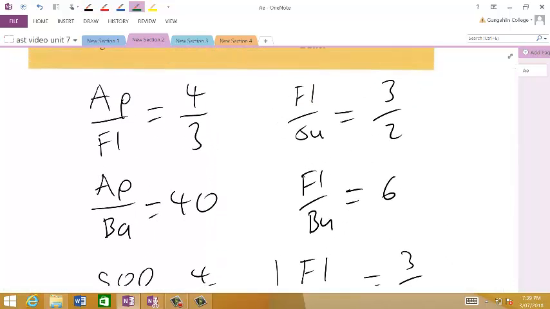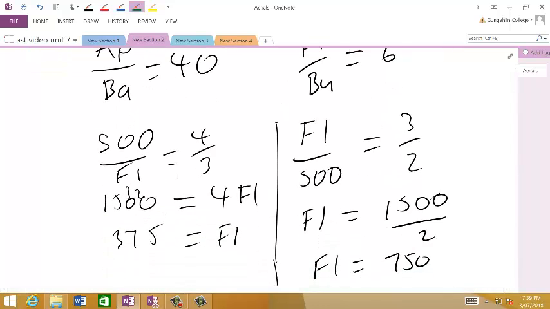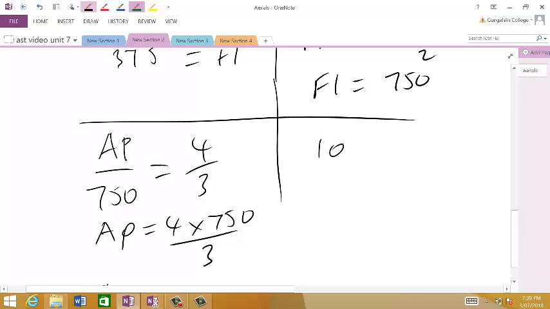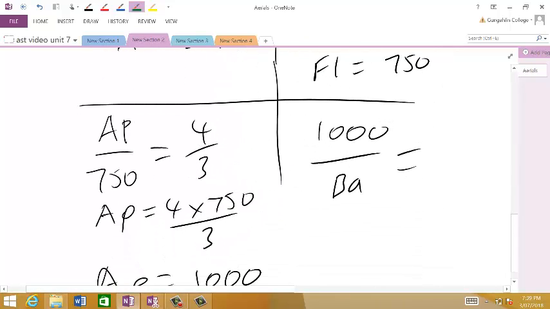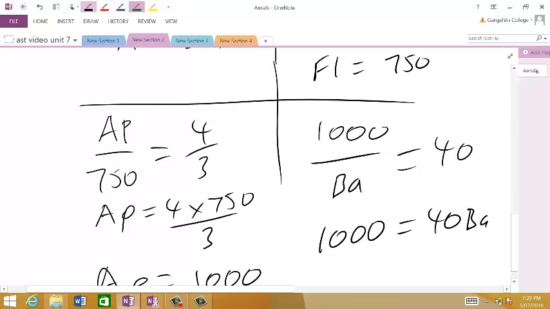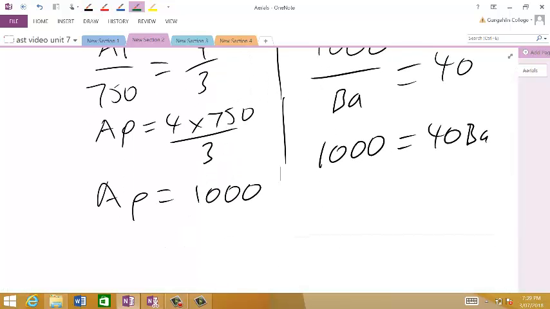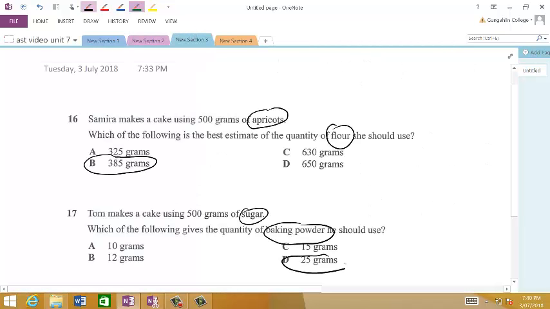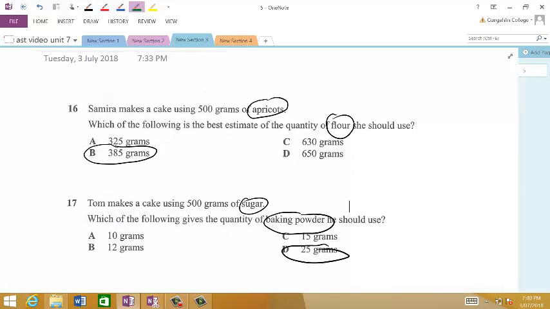And our final equation, we need to connect apricots and baking soda, so we have 1000 over baking soda equals 40. 1000 equals 40 times baking soda, so therefore we can divide both sides by 40, and we end up with 25 equals baking soda. Key tip here, if you've got zeros on both sides, you can just cancel them to make the division easier. 25 equals baking soda. D is indeed our answer for question 17. I'll stop it there and then we'll go to question 18 and 19.